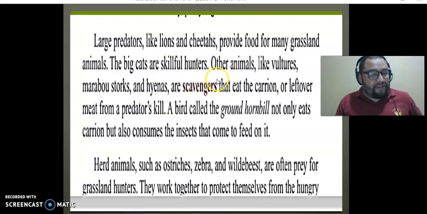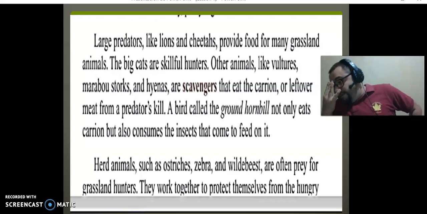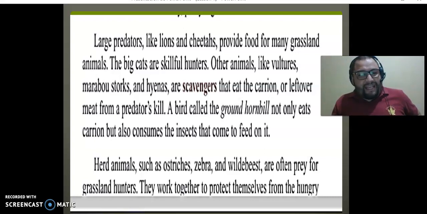Do you know what scavengers are? It's not Avengers, right? Scavengers. The scavengers are animals that eat carrion. Do you know what carrion is? Carrion is the meat of killed animals that smells very bad. So these scavengers eat this kind of food: the hyenas, storks, marabous, vultures. In Honduras, we call them zopilotes or pilotes, right? Is that the same kind of animal? They eat leftover meat from predators' kills.